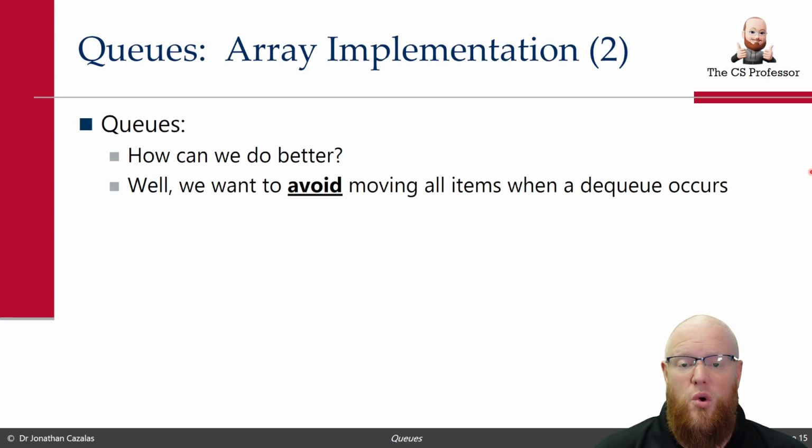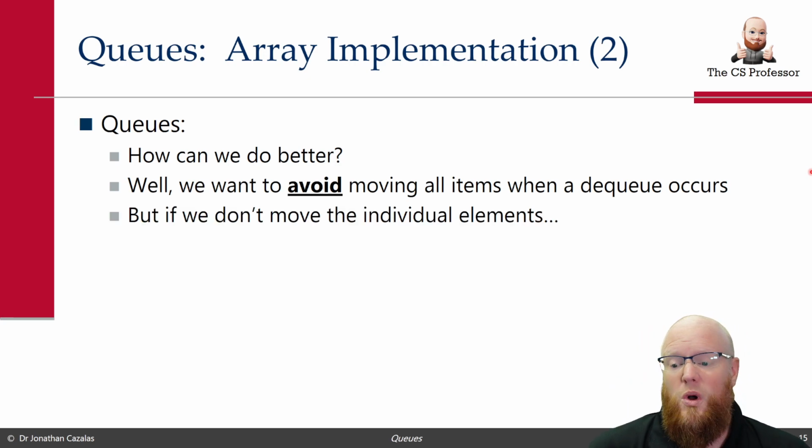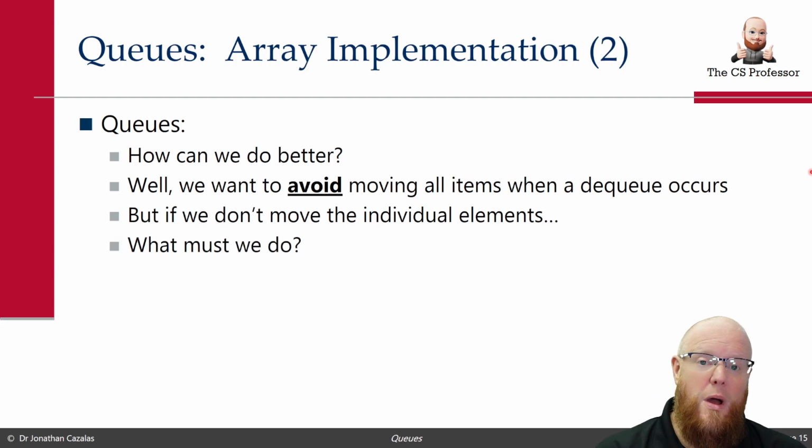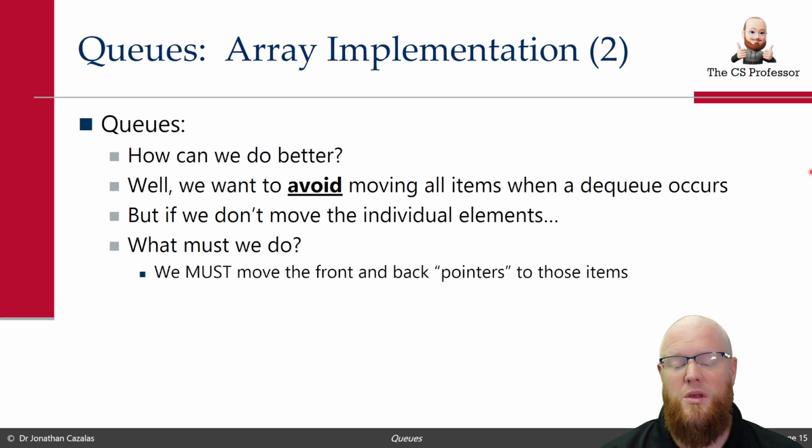We want to avoid shifting. In fact, no shifting should occur. So now you have to think, well, if we can't do any shifting, but we need to fix this and we need to somehow get it faster, what's the only option? If we're not going to move the individual elements, what must we do? We're going to move the front and the back pointers.